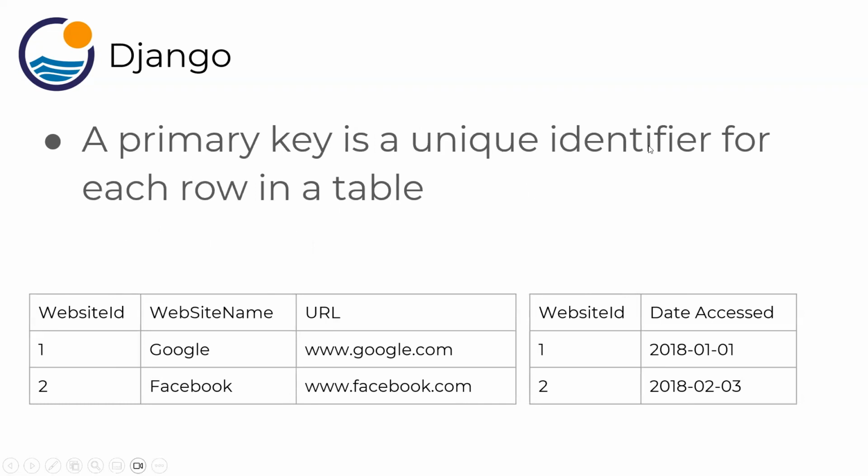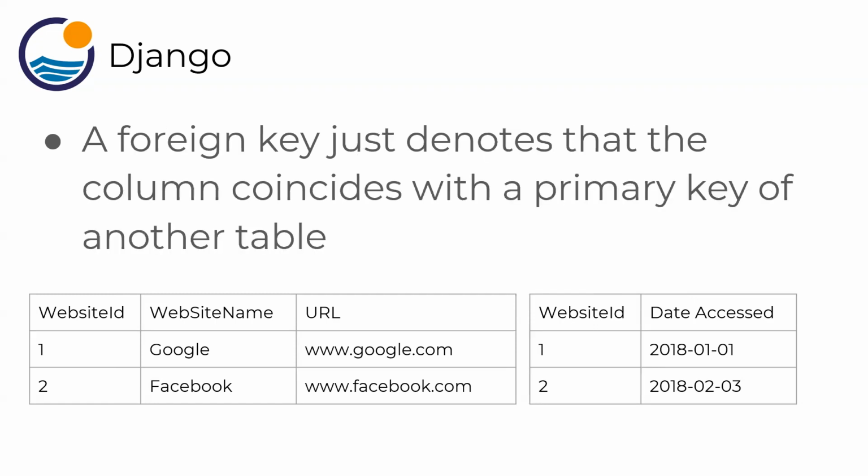A primary key is a unique identifier. I already told you it is unique for each row in a table. So you can identify the row which you want to identify with website ID. Foreign key just denotes that the column coincides with a primary key of another table. Let's say this is the first table and this is the second table. If any column of the second table is combining with any column of the first table that is a primary key, then it will be called a foreign key.